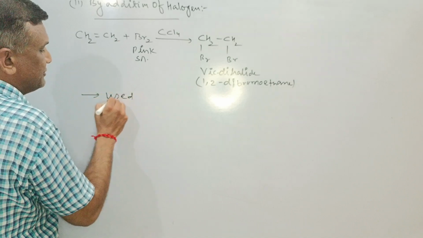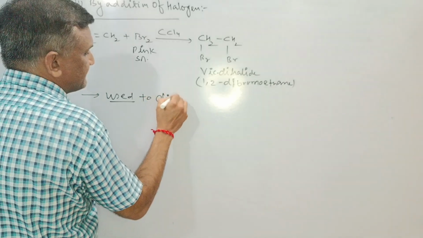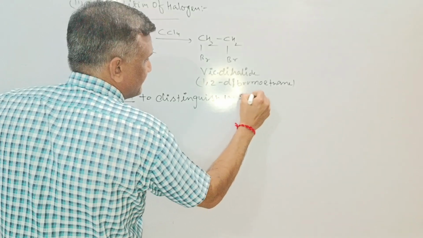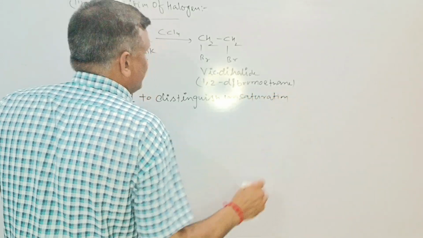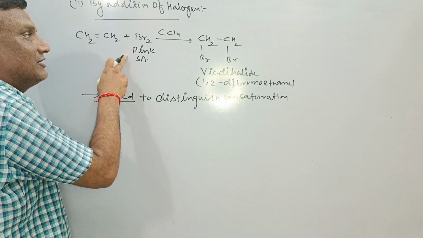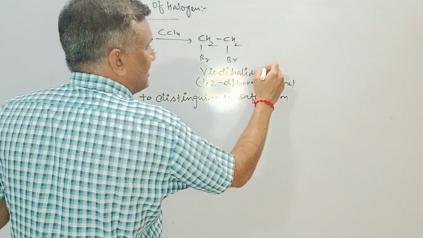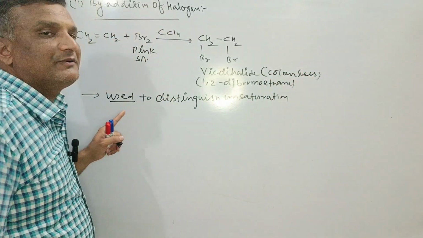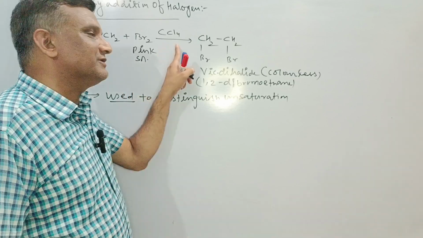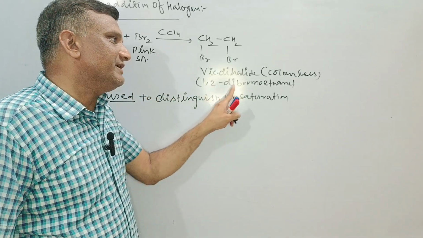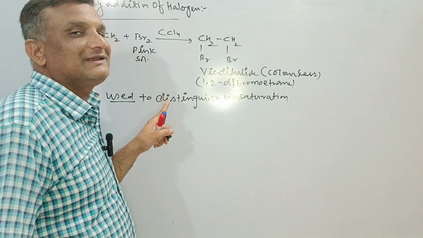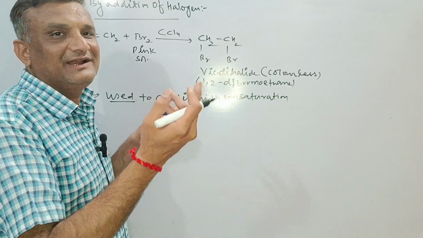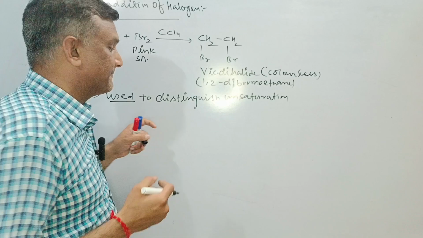This test is also used to distinguish unsaturation. Why? Because the pink solution of Br2 dissolved in CCl4 will turn into a colorless compound. Whenever we keep any unsaturated compound in contact with Br2 dissolved in CCl4, the pink color disappears. That's why we can say it is an unsaturated hydrocarbon. And if there is no change in the color, then we say it is a saturated hydrocarbon, meaning an alkane.